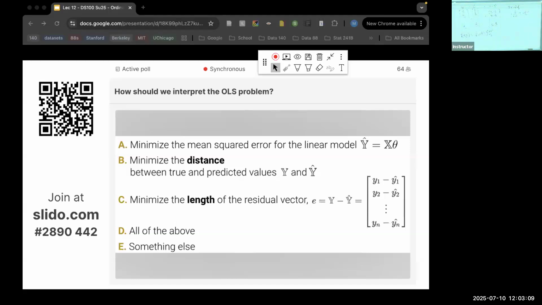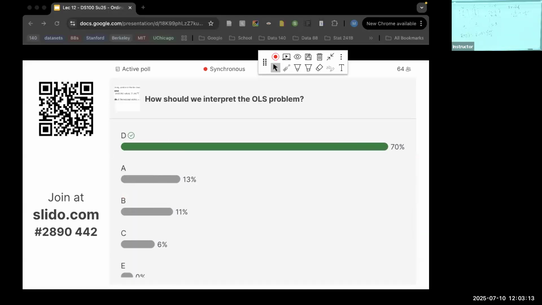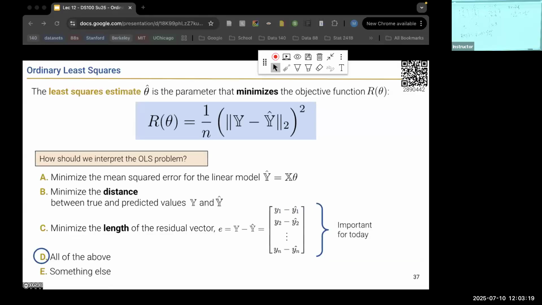Okay. Let's talk about these. See the results. Overwhelming majority that chose D, right? All of them. And let's see if that's the case. Well, I should do an animation here to add to the suspense. But anyways, yes. So all of these are valid interpretations, right?